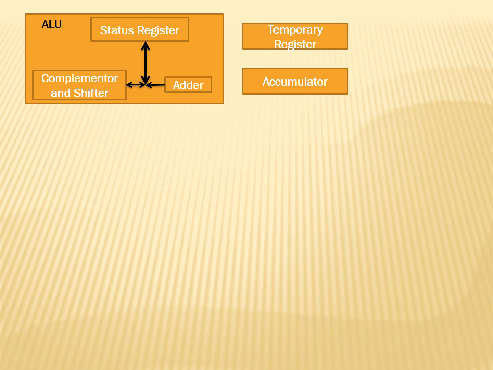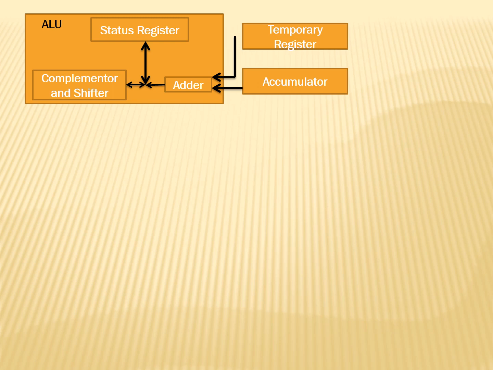Before that, let us discuss the temporary register and accumulator. Here you can see the temporary register and accumulator are connected to the adder, which is present inside the ALU. Why is it connected to the adder? To perform arithmetic and logical operations. In the accumulator, one of the numbers is stored compulsorily, and the temporary register is used for storing the data temporarily.